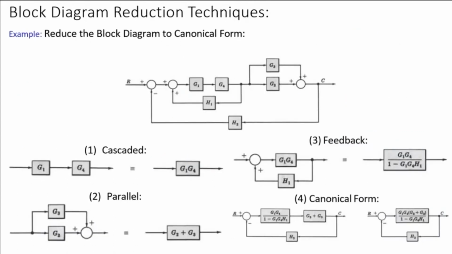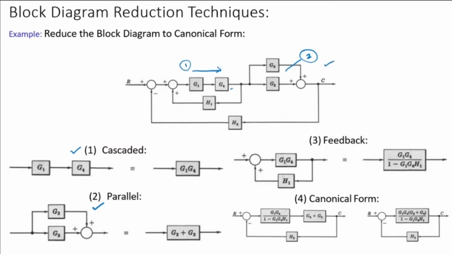First, these two are on the same path, so I can simply multiply them, and that is my part 1. G1 and G4 become G1 G4. Next, we look at part 2. This is going forward, so this will become G1, and this will become G3 plus G2. Now we have reduced this loop.